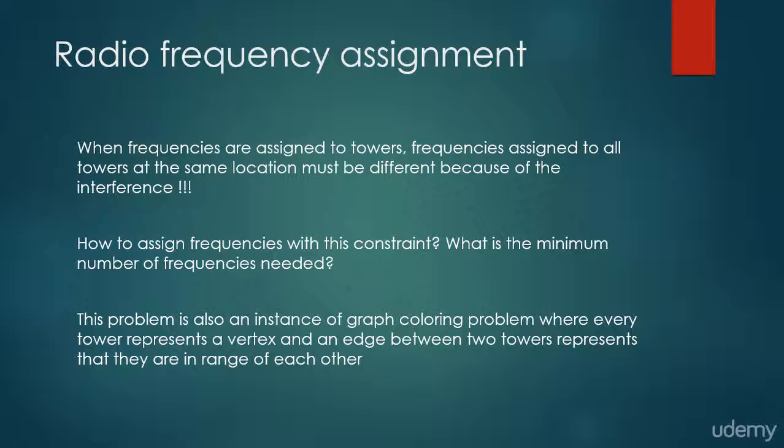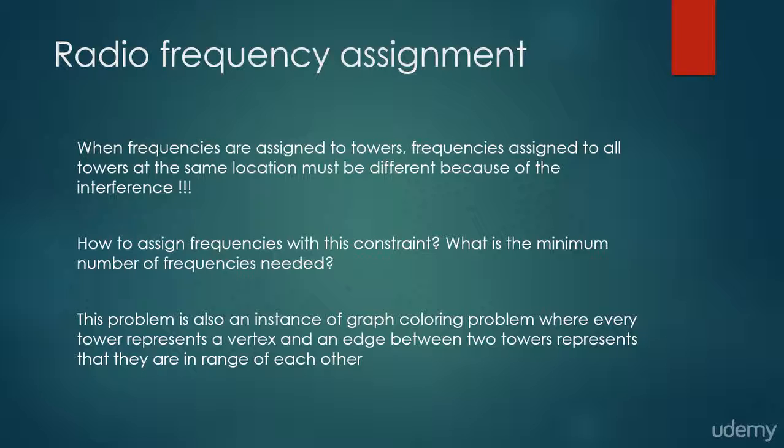Another very interesting problem is the radio frequency assignment. When frequencies are assigned to towers, for example, during mobile communications, frequencies assigned to all towers at the same location must be different because of the interference. And how to assign frequencies with this constraint? What is the minimum number of frequencies needed? It can be very important as far as engineering concepts are concerned. So it's a very important application too.